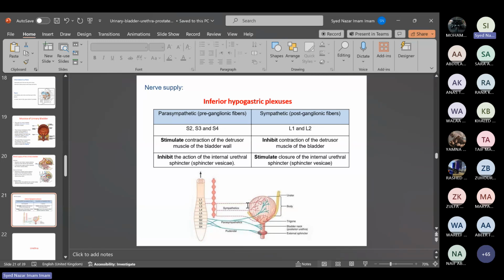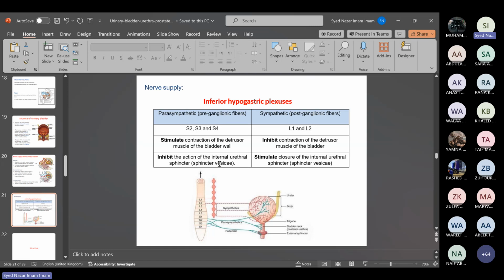This is pelvic splanchnic nerve. And the sympathetic is thoracolumbar. Which lumbar? This is L1 and L2. So parasympathetic causes evacuation, that it leads to contraction of the detrusor muscle, that is smooth muscle, and relax, inhibit the action of internal urethral sphincter. So once the parasympathetic is stimulated, it causes evacuation of the bladder, and the opposite action is the sympathetic.